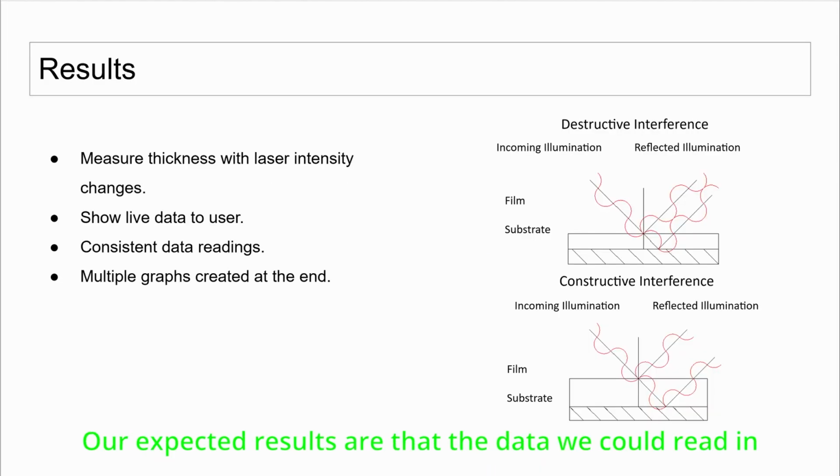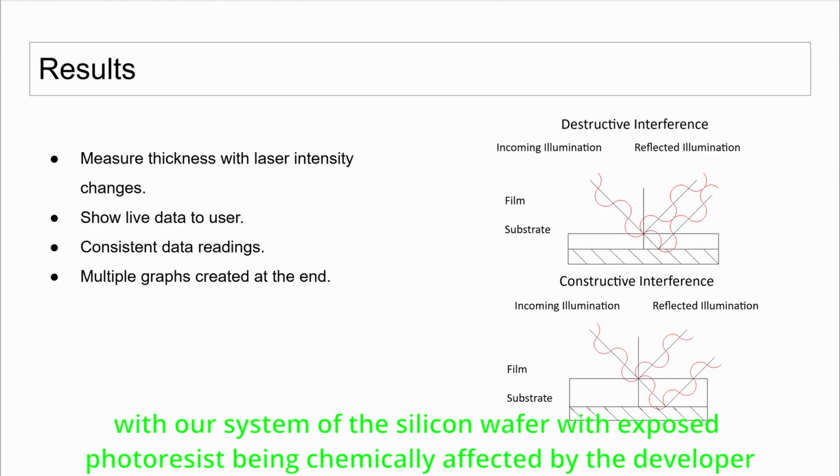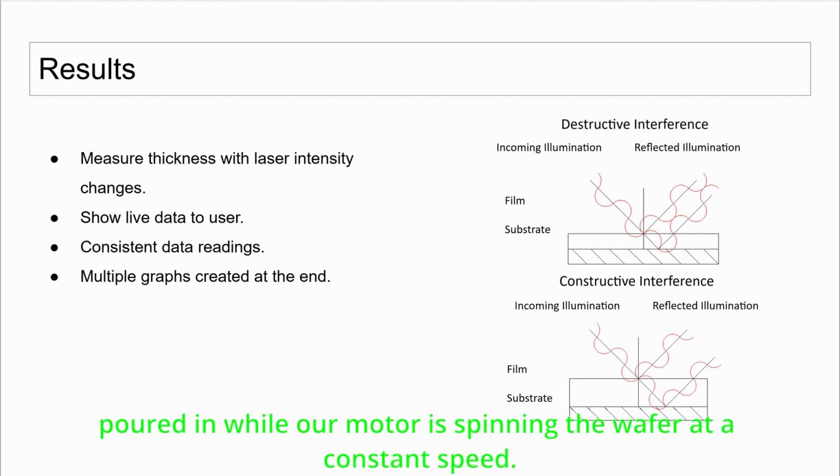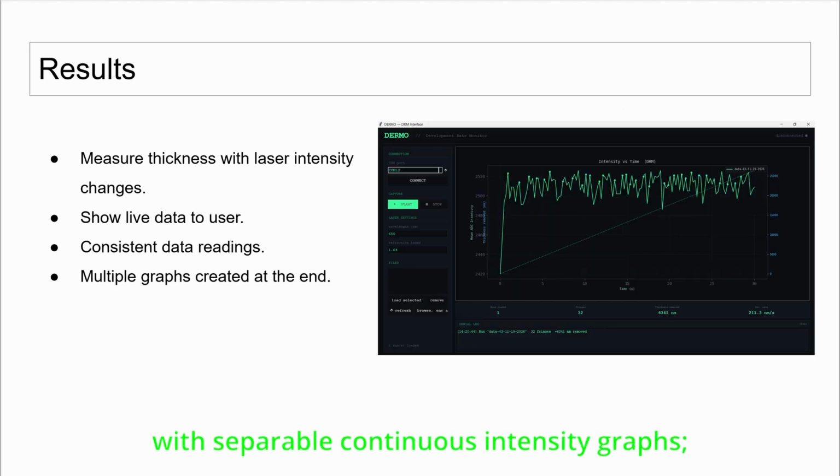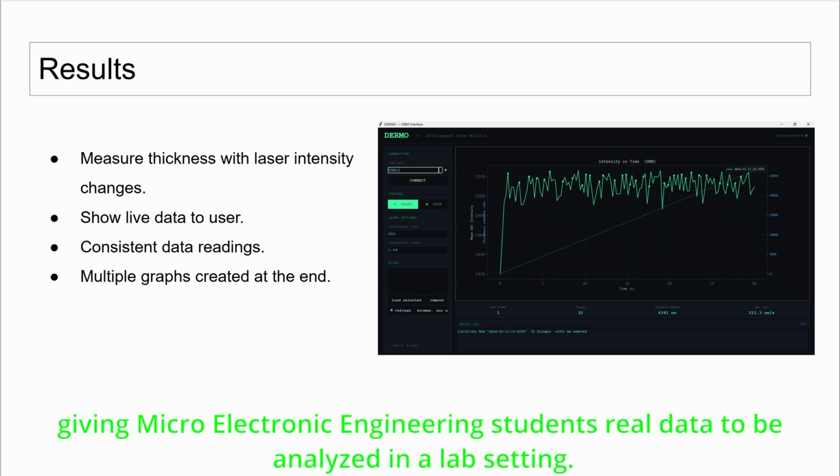Our expected results are that the data we could read in with our system is of the silicon wafer with exposed photoresist being chemically affected by the developer poured in while our motor is spinning the wafer at a constant speed. This data allows a 50mm diameter exposure ring to be tested over a set time period with separable continuous intensity graphs, giving microelectronic engineering students real data to be analyzed in a lab setting.